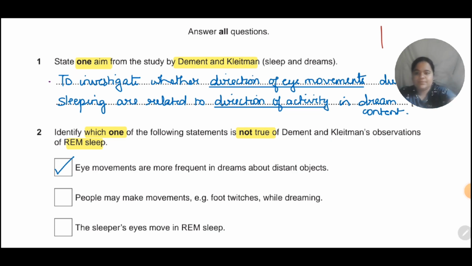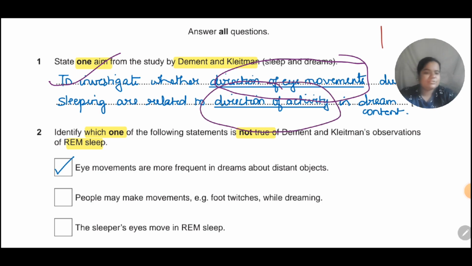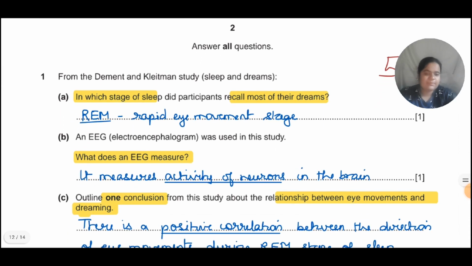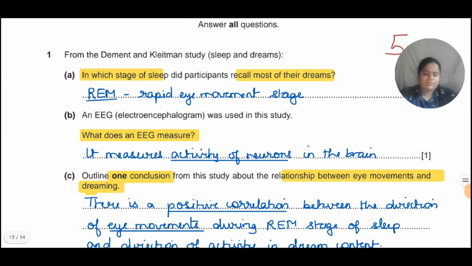Okay, another student, when I asked her about the aim of the study, she also chose to write about the third aim. So she said direction of eye movements and direction of activity in dream content. You can see it's very similar to what the student had earlier answered when she also wrote about the third aim. Wording can be slightly different. That is what I wanted you to see. Wording of students can be little different.